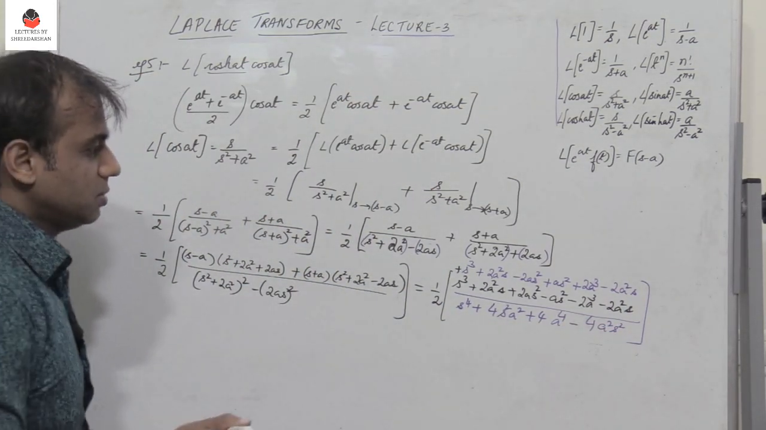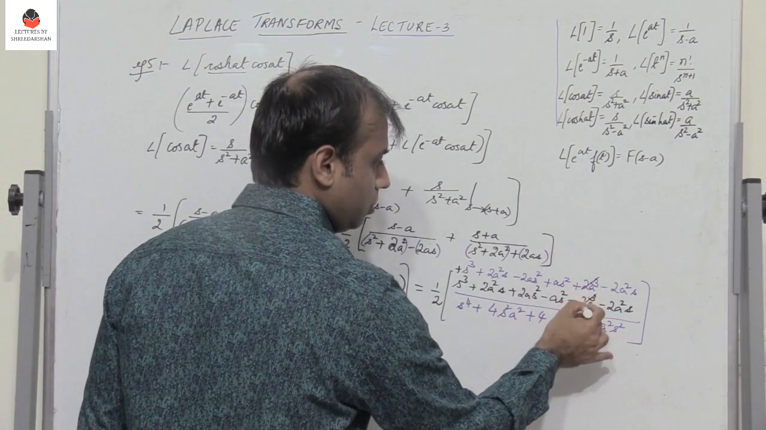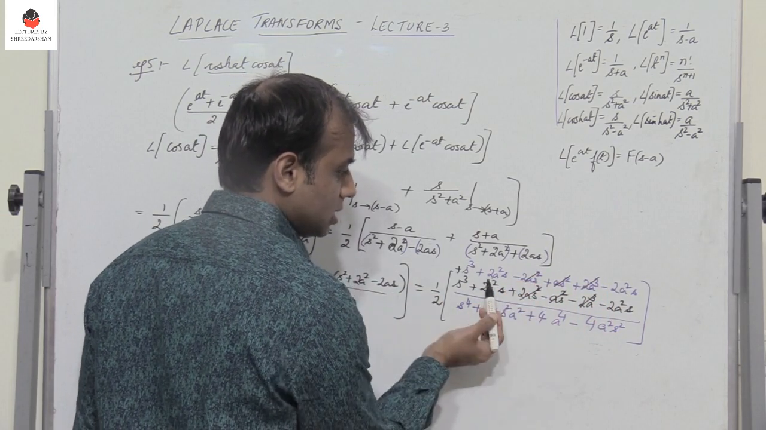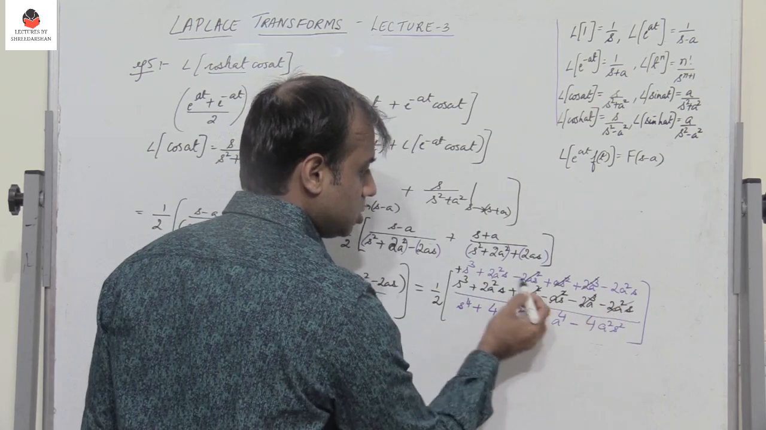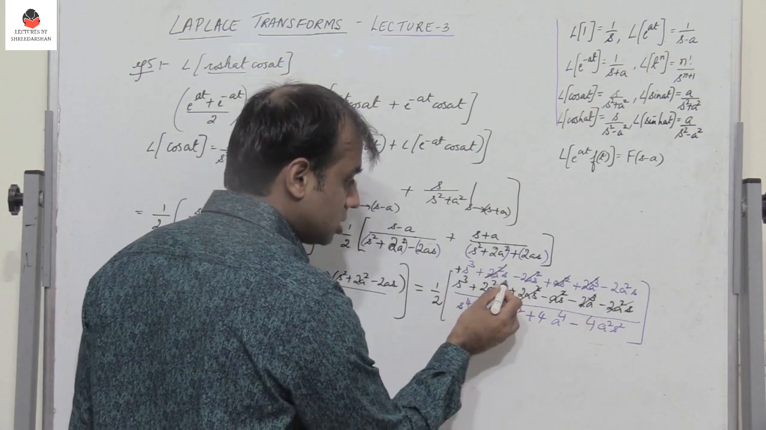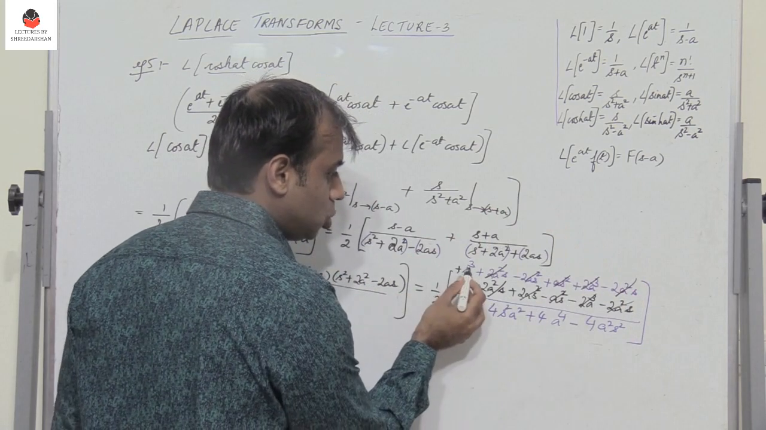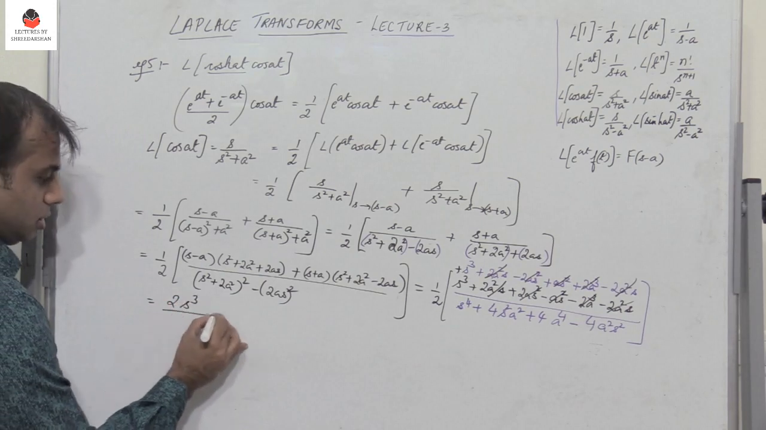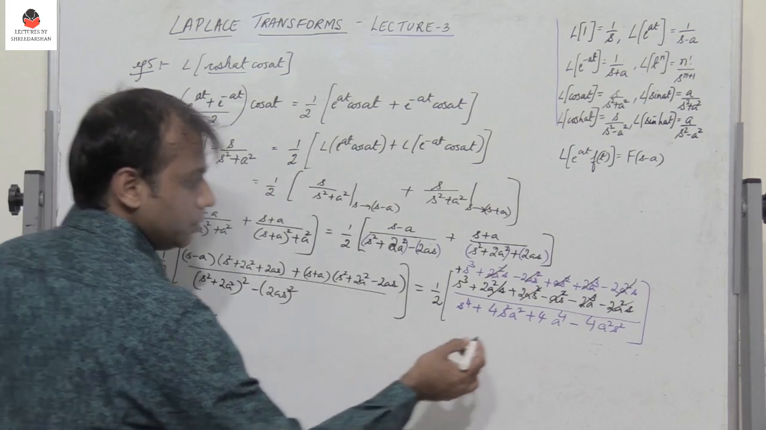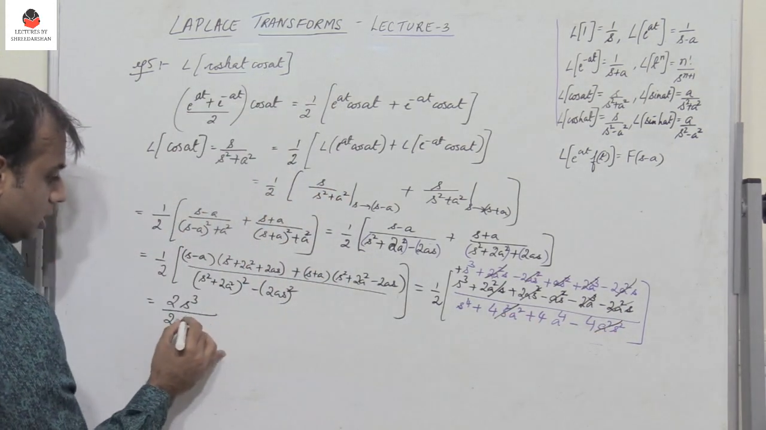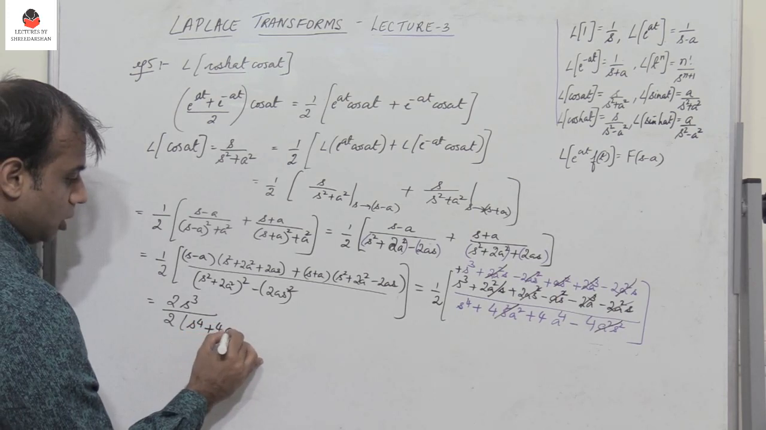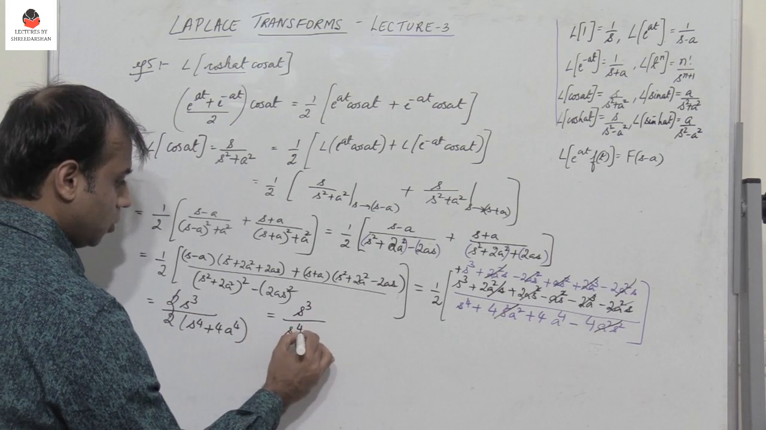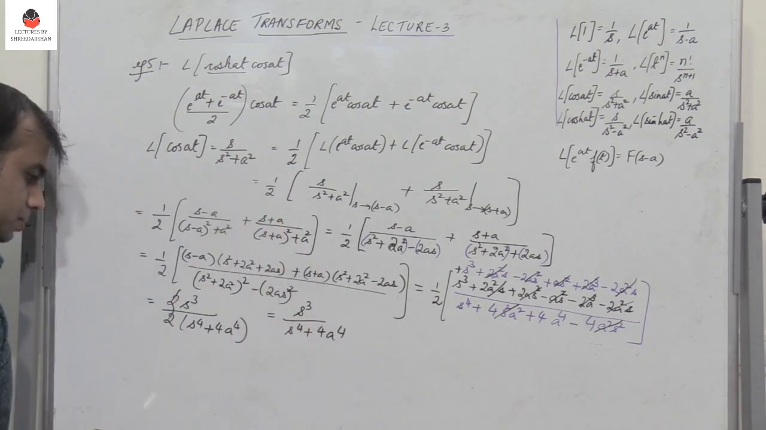So observe what are the terms which can be cancelled. So plus 2a cube minus 2a cube, a square minus a square, minus 2a square, these two will get cancelled. 2a square s and minus 2a square s gets cancelled. So you get 2s cube, right? So this is 2s cube divided by 2, and here these two terms get cancelled, right? So you get into s power 4 plus 4a power 4. So 2 and 2 get cancelled. So the answer is s cube divided by s power 4 plus 4a power 4.